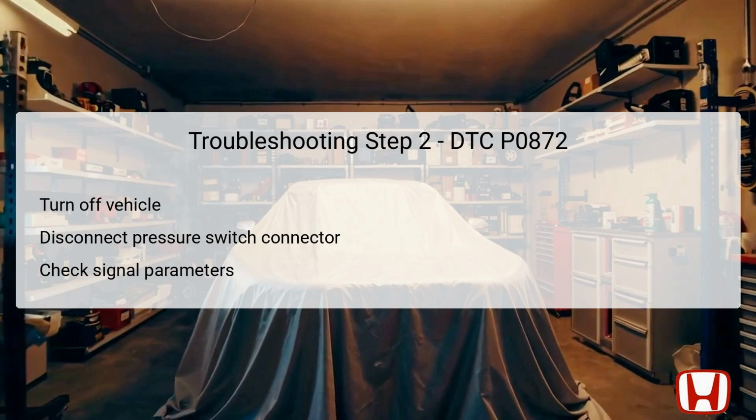switch C itself. Begin by turning off the vehicle completely to ensure safety while working with electrical components. Once the vehicle is powered down, the next action is to disconnect the connector from the transmission fluid pressure switch C. This will isolate the switch and allow for a more thorough examination of its performance. After disconnection, turn the vehicle back on to the on mode, readying it for parameter checks once again.